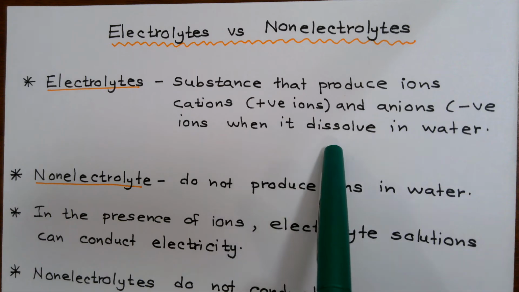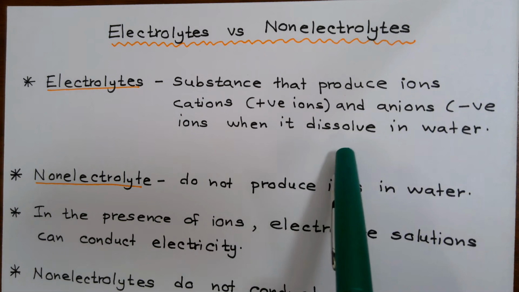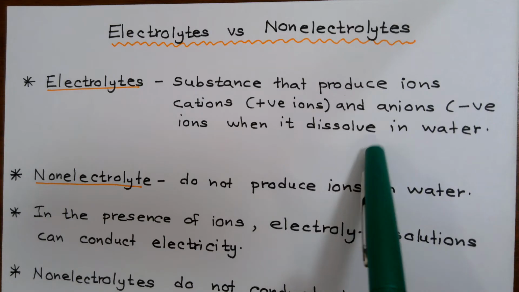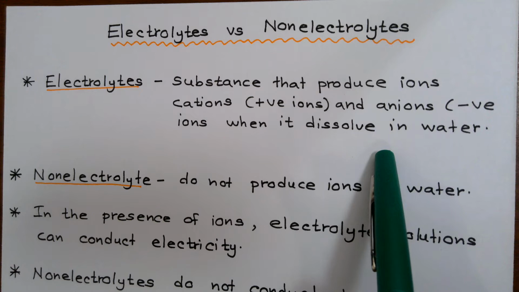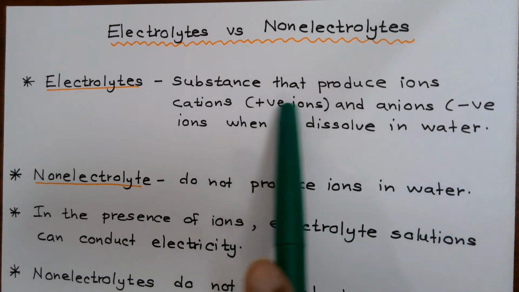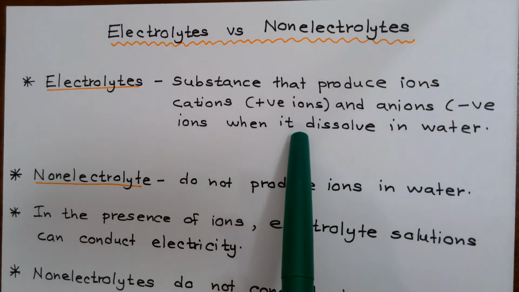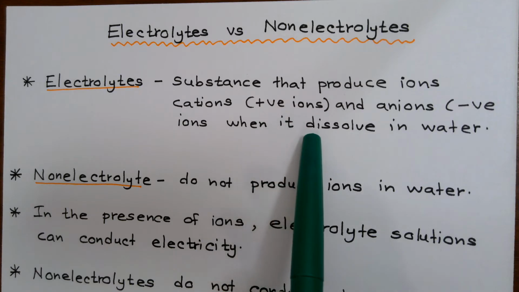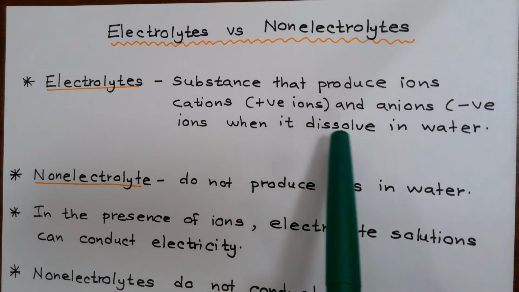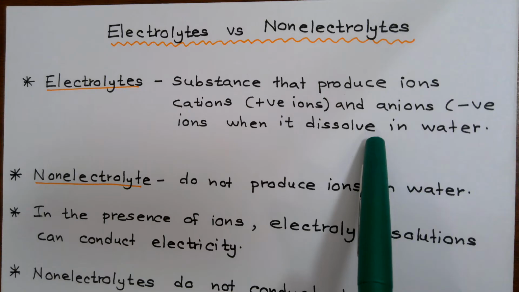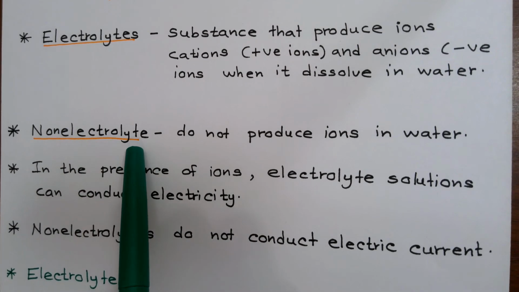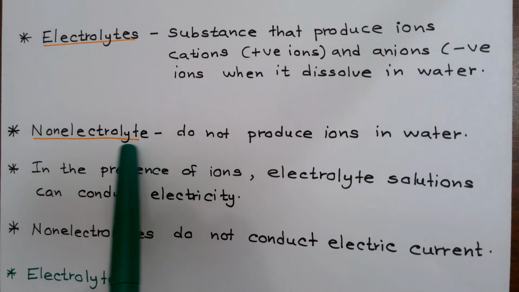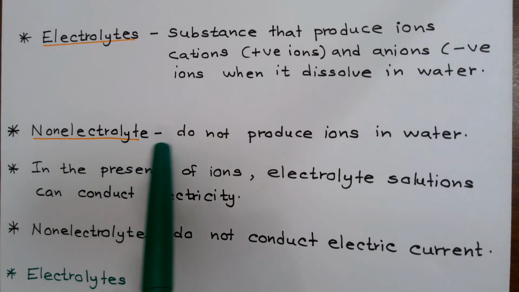For example, if you dissolve table salt, sodium chloride, in water, it completely ionizes, dissociates, or breaks into sodium plus cation and chloride minus anion. So those are electrolytes. In the presence of ions in water, they have the ability to conduct electric current. So those are electrolytes.